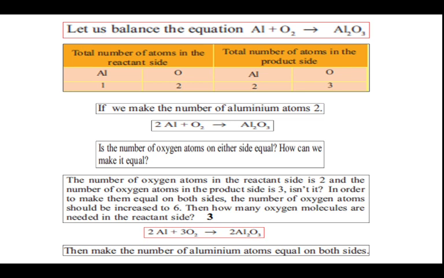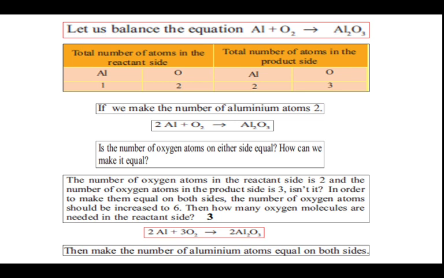Now let's balance the equation Al plus O2 giving Al2O3. If we make the number of aluminium atoms 2, the equation can be rewritten as 2Al plus O2 giving Al2O3. Is the number of oxygen atoms on either side equal? How can we make it equal? The number of oxygen atoms in the reactant side is 2 and the number of oxygen atoms in the product side is 3.